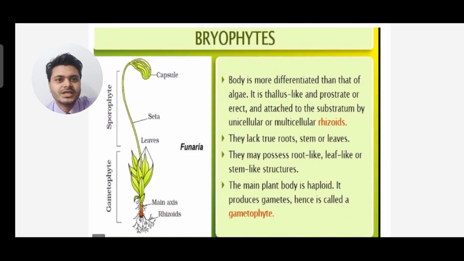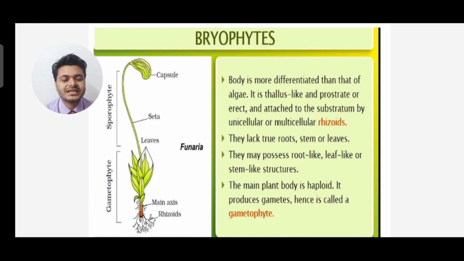So you can see one example of bryophyte given. There is a Funaria structure, you can see gametophyte, you can see sporophyte, alright? So here in bryophyte the body is more differentiated than that of algae. Alright, so it is much more advanced. Bryophyte is much more advanced than algae, and algae are more primitive than bryophyte.